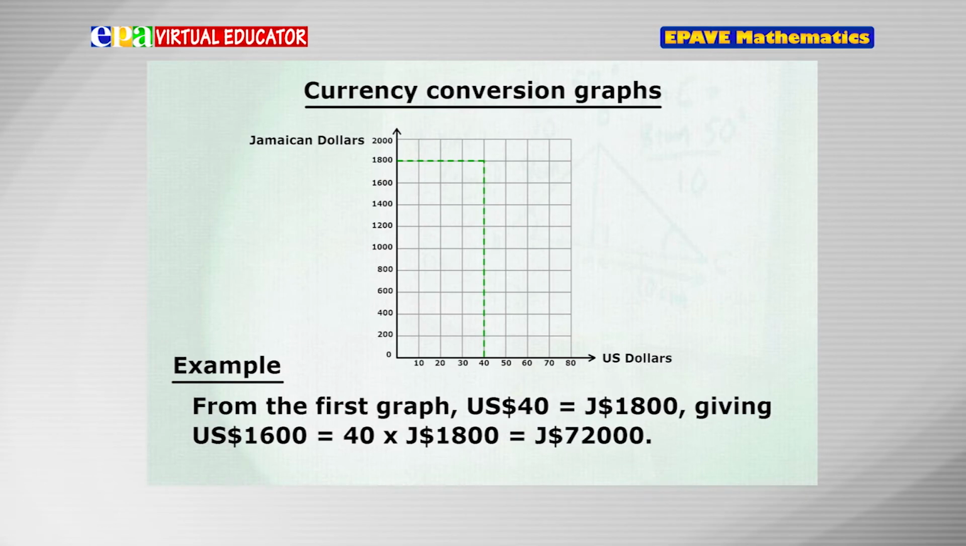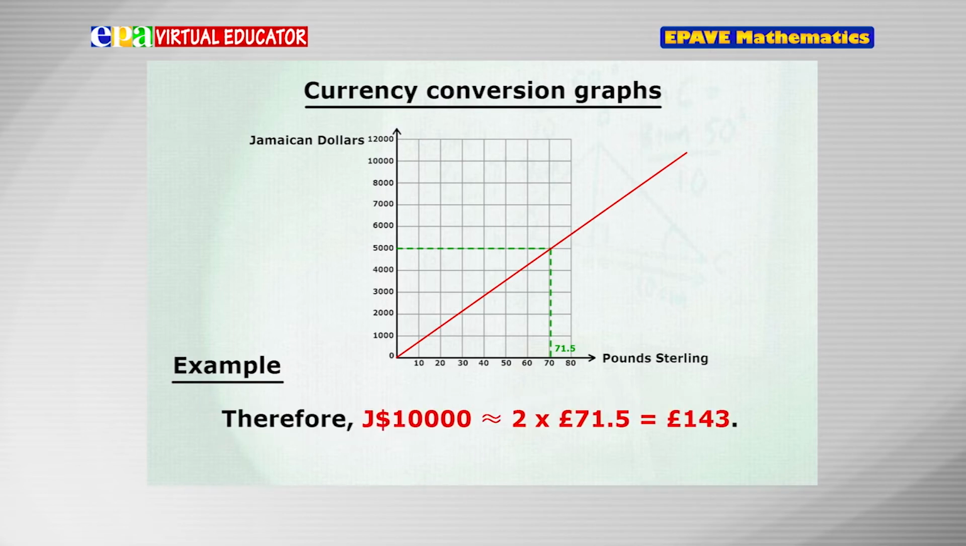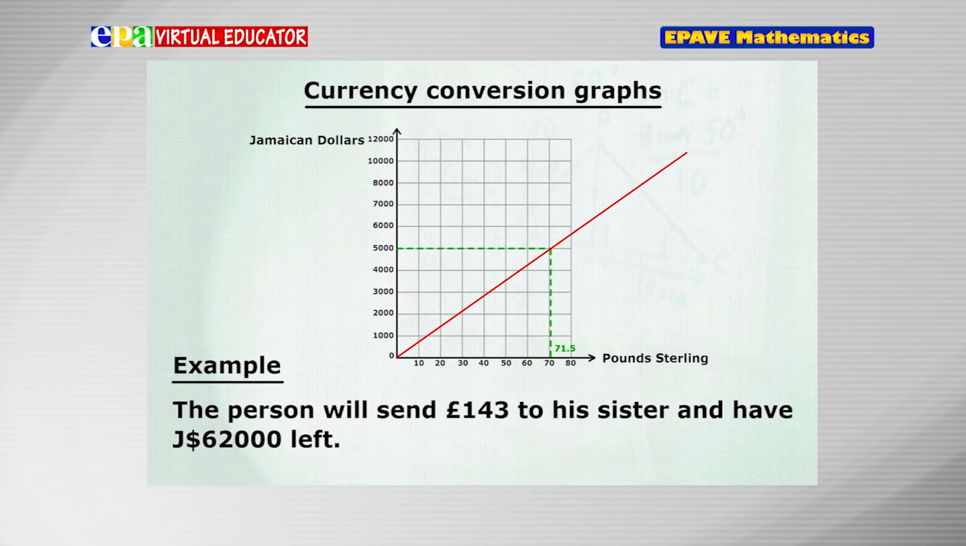From the first graph, 40 US dollars equals 1,800 Jamaican dollars, giving 1,600 US dollars equals 40 times 1,800 Jamaican dollars, which is equal to 72,000 Jamaican dollars. From the second graph, 5,000 Jamaican dollars equals 71.5 pounds. Therefore, 10,000 Jamaican dollars equals 2 times 71.5 pounds, which is equal to 143 pounds. The person will send 143 pounds to his sister and have 62,000 Jamaican dollars left.